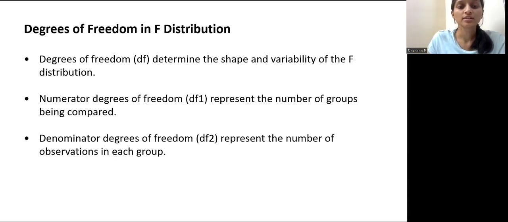Degrees of freedom in the F distribution. Degrees of freedom, DF, determine the shape and variability of the F distribution. Numerator degrees of freedom, DF1, represent the number of groups being compared. Denominator degrees of freedom, DF2, represent the number of observations in each group.